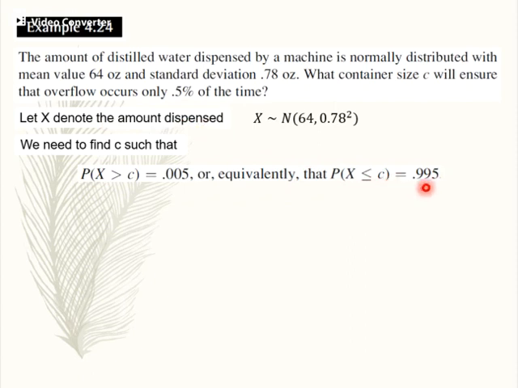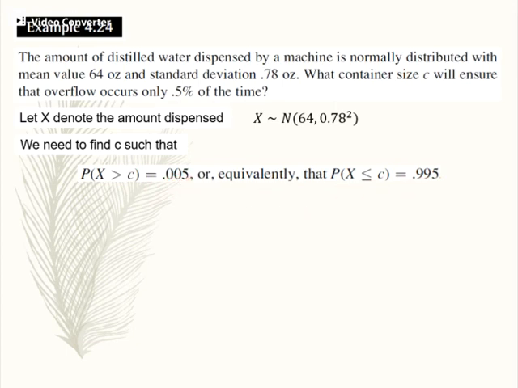The reason we wanted to convert it like this is because our table only gives us left-hand probabilities. This is something you need to watch out for. Here, they say X is greater than C, but the tables will only give you X less than or equal to a value. So that's why you needed to convert it into this form. It's the same C, but we're now focusing on the left-hand probability instead of the right-hand probability.